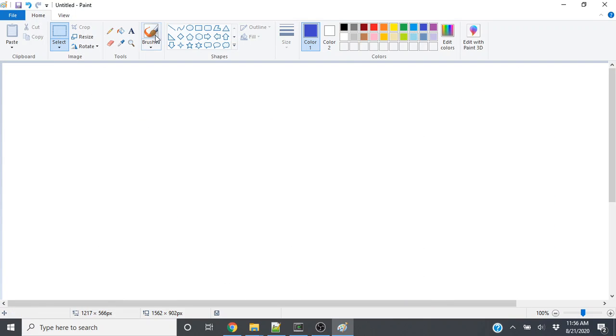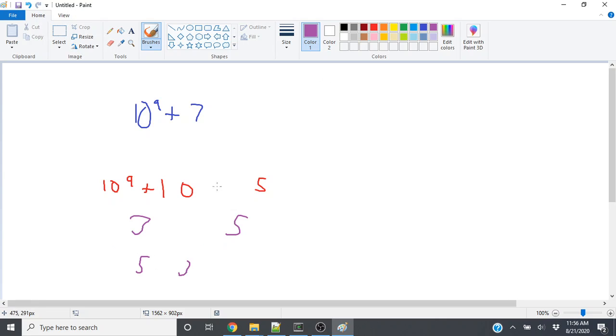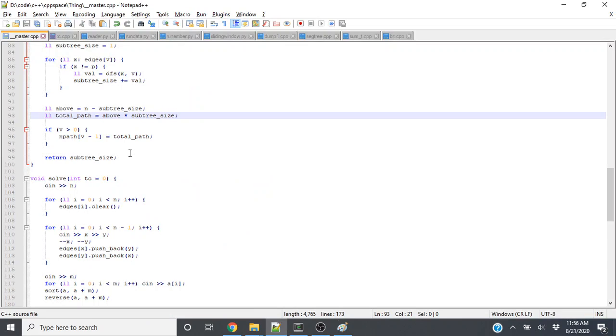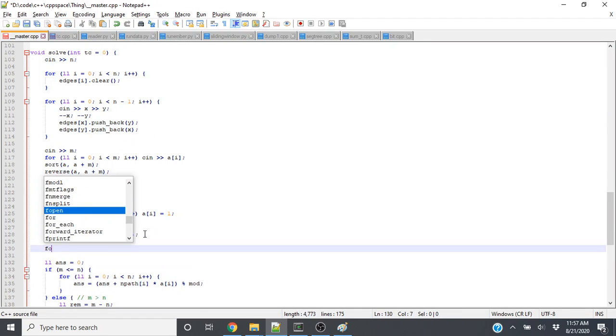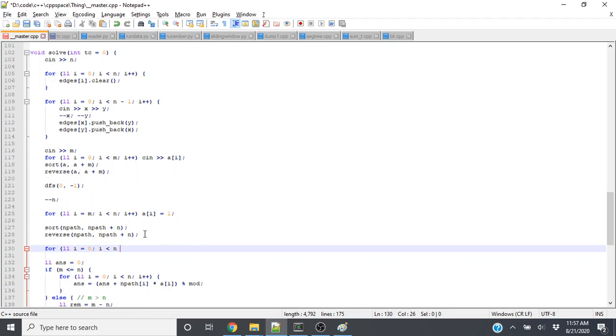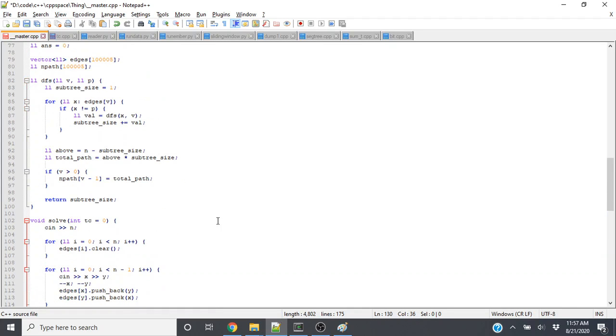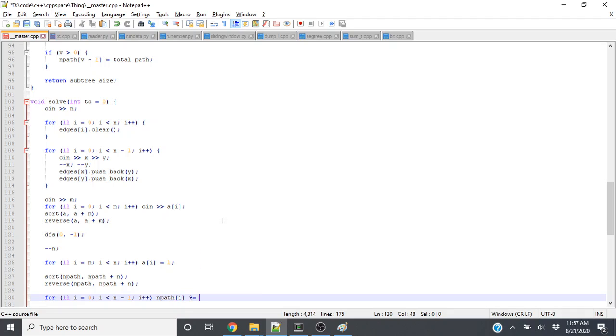Like, here, let me illustrate what we have. Let's say the mod is 10 to the 9th plus 7, right? So let's say we have two numbers, like 10 to the 9th plus 10, and we have 5. Obviously this one's bigger, but if we mod both of these numbers by 10 to the 9th plus 7, we're going to have 3 and 5, and so we're going to think 5 is bigger than this, because we're sorting them by the modded versions. So what we need to do is sort first, then apply the mods. npath[i] mod equals mod.